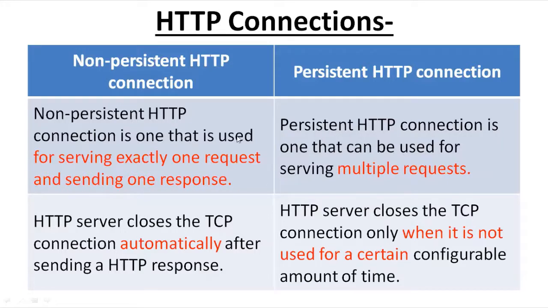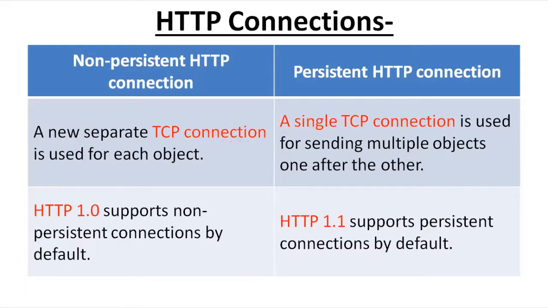Here, the non-persistent connection only serves one request. That means the HTTP server closes the TCP connection automatically after sending the HTTP response. That's non-persistent. What is persistent? The HTTP server closes the TCP connection only when it is not used for a certain configured amount of time. If it is not used for that amount of time, then it closes the connection. But in non-persistent, it closes the connection automatically. And then a new separate TCP connection is used for each and every object. The client sends a request, and after that the connection is closed.